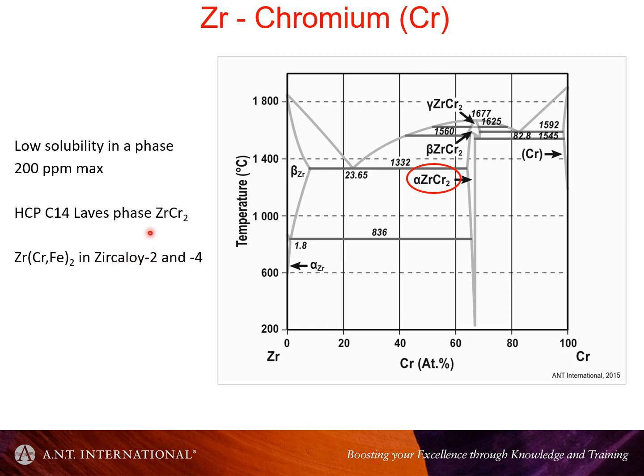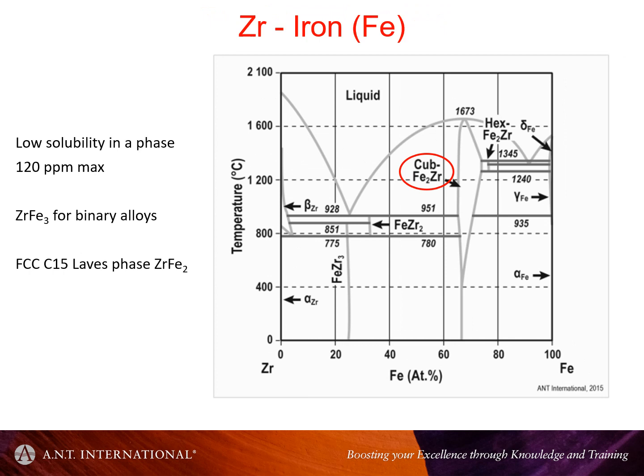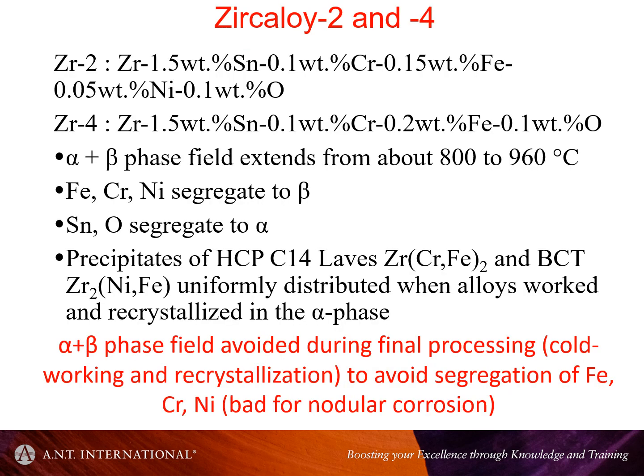Common precipitate in zircaloy 2 and zircaloy 4 is based on ZrCr2, which is the hexagonal close packed Laves phase, typically iron substitutes for the chrome, as opposed to chrome substituting for iron, because the Laves phase in the iron phase diagram is actually FCC. So the chrome in the zircaloys dominates what the crystal structure is of these precipitates.